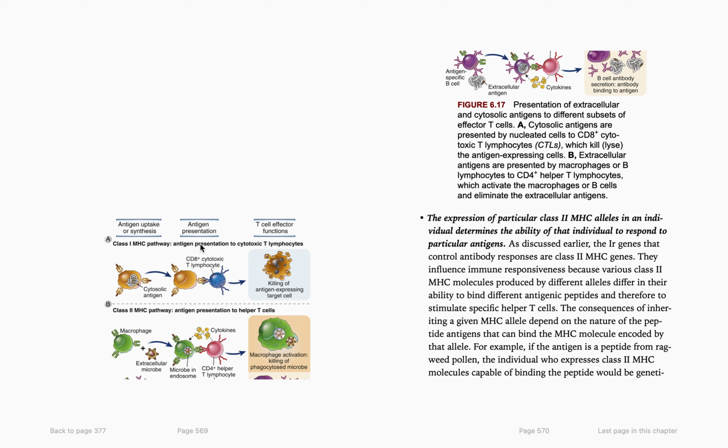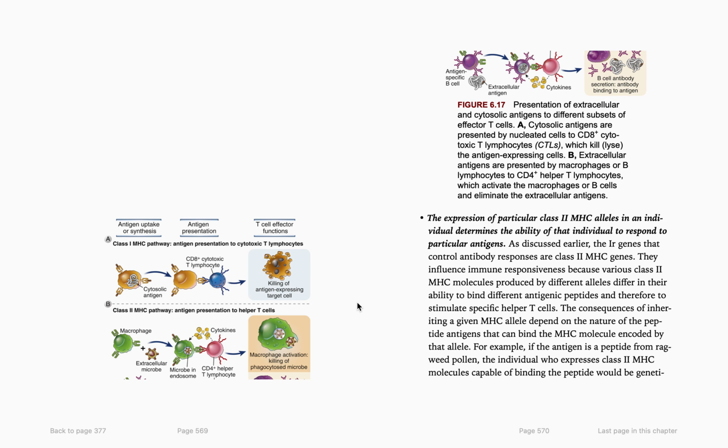So there is the antigen uptake class 1 pathway with cytosolic antigen, which leads to CD8 killing. Here, macrophages present extracellular microbes, with the microbes in endosomes. CD4 T cells produce cytokines by which macrophage activation and killing by phagocytosis can occur. Otherwise, with B cells and extracellular antigen, cytokines are produced, leading to B cell antibody secretion and antibody binding to antigen.